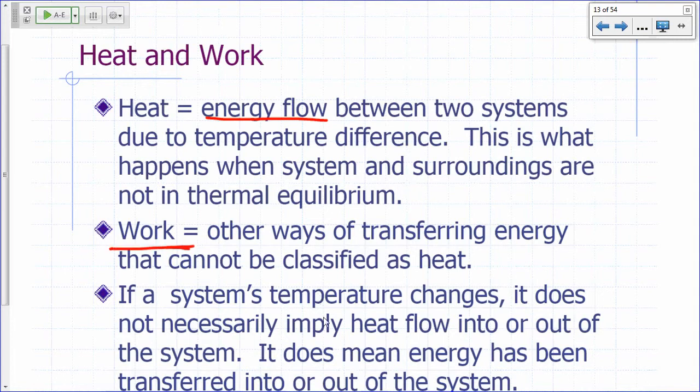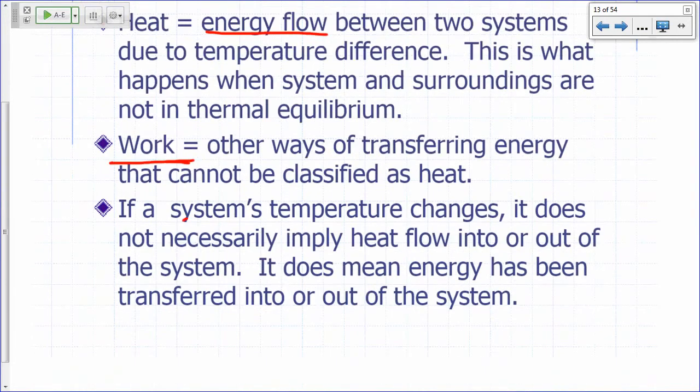So if a system's temperature changes, it doesn't necessarily mean heat is flowing into or out of your system, because a temperature change could occur if there's an energy flow into the system. It doesn't have to be done by heat. You can do it by work. So think of heat and work as just two ways of transferring energy.